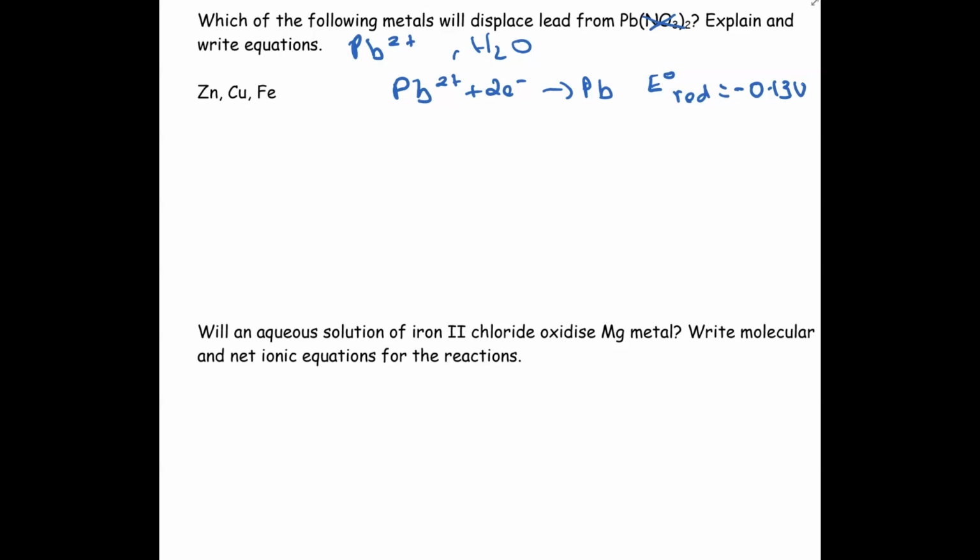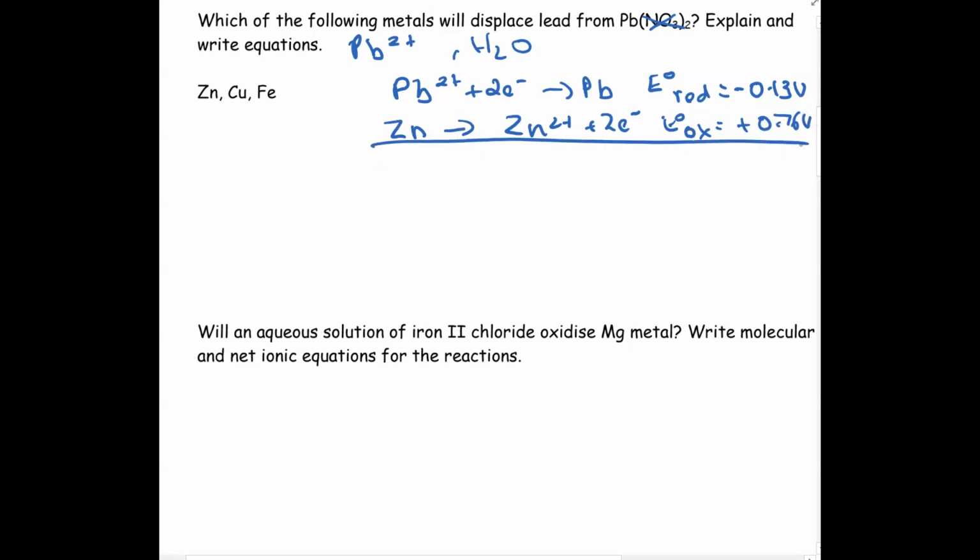reducing agents. Now the first one that I encounter is zinc. So zinc will go to zinc 2 plus 2 electrons. E0 for oxidation is equal to positive 0.76 volts. Adding these two together, lead 2 plus zinc goes to lead plus zinc 2 plus.